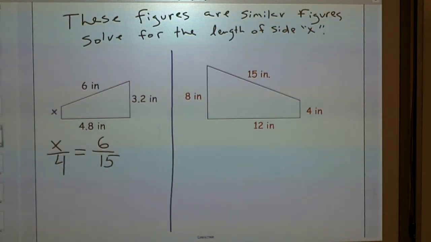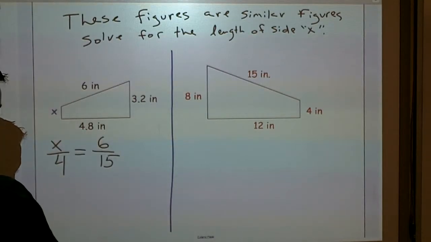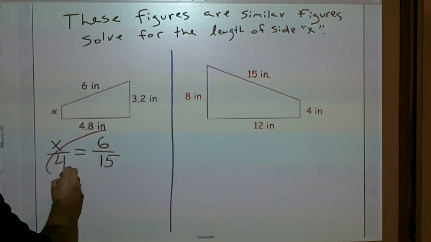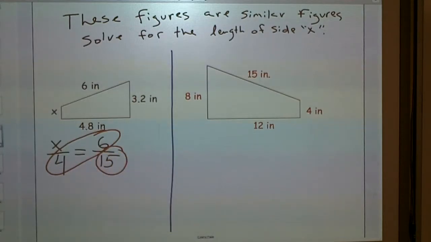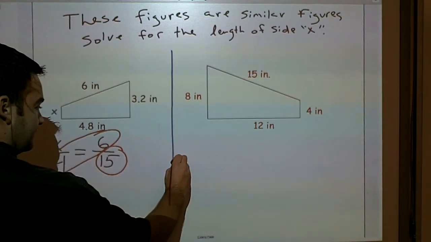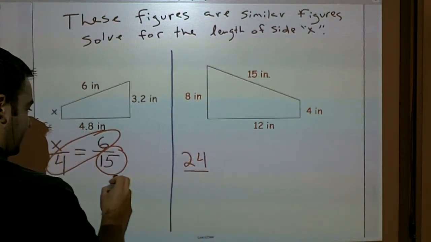And from there, again, we play baseball. We multiply 6 by 4, which gets us to 24, and we divide by the ball. Right? So divide by the ball. Our answer should be 24 over 15.